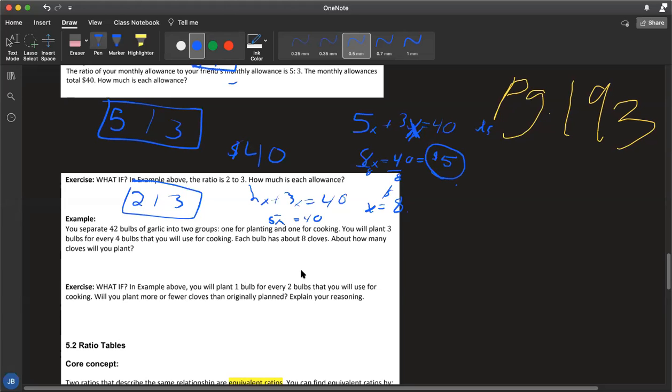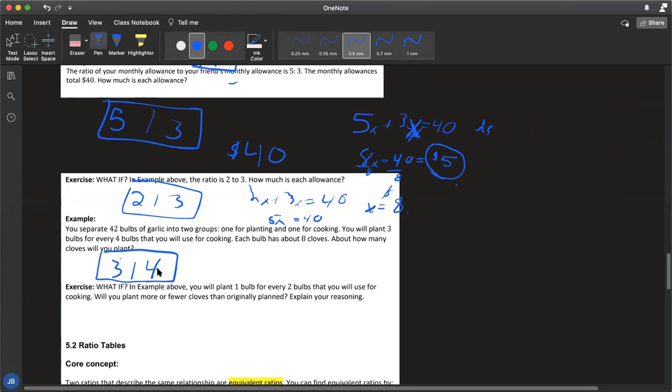You separate 42 bulbs of garlic into 2 groups. Alina, you want to try it? Yes. Okay. Here we go. So you draw this tape thing. So you'll plant 3 bulbs for every 4 bulbs. So 3 to 4. Good now, Jerry? Awesome. Plant. Separate.